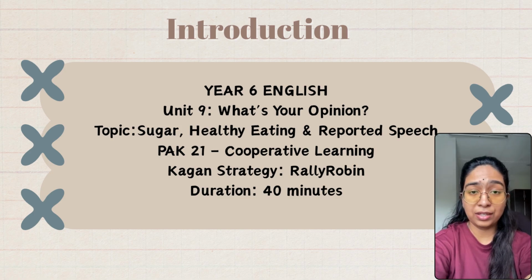For our Kagan cooperative learning strategy, we will use Rally Robin. Rally Robin is a strategy where pupils take turns sharing their ideas or answers with their partners or their group members. We selected this strategy because it is suitable for our lesson, particularly when pupils need to express their opinions about healthy eating and unhealthy foods.